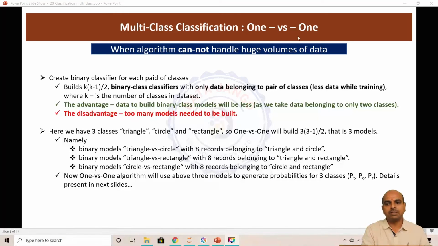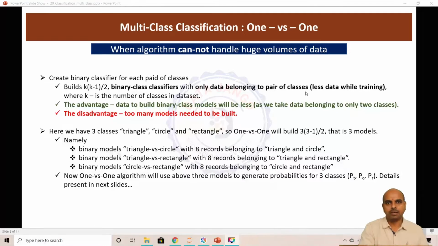When you use the one versus one algorithm, it is going to build k into k minus 1 by 2 binary class classifiers, where k is the number of classes. For the digit recognizer, k is 10 because there are 10 classes in the target variable. So it's going to build 10 into 10 minus 1 by 2, that is 45 binary class classifiers with only data belonging to a pair of classes.